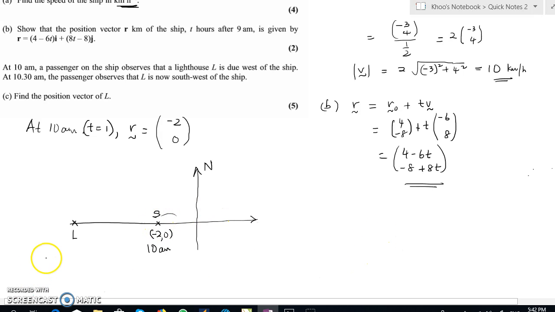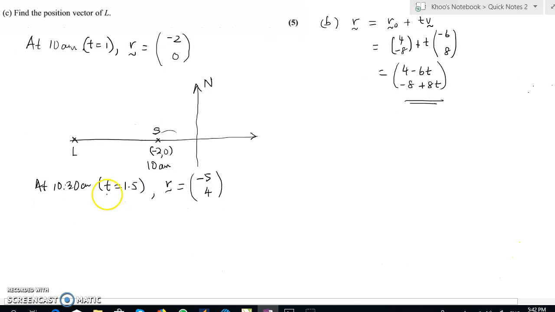And the next thing you will notice is that at 10:30 a.m., that means t equals 1.5. The position vector of the ship is now, let's say, 3/2, so it's minus 3, 4. So this is a new position vector. I'm going to draw it over here. Somewhere it's moving. You can see it's minus 3, 4, so 3 units to the left, 4 units up. So somewhere here is the new position.